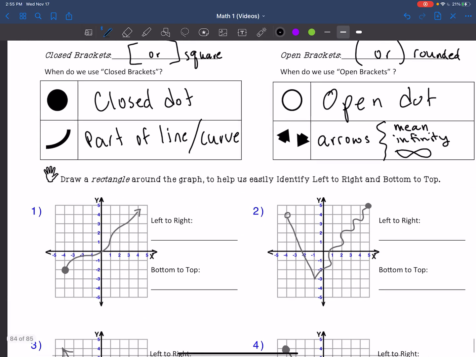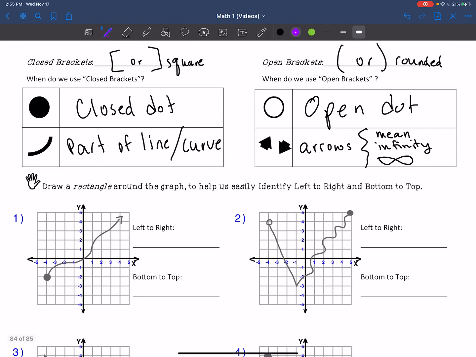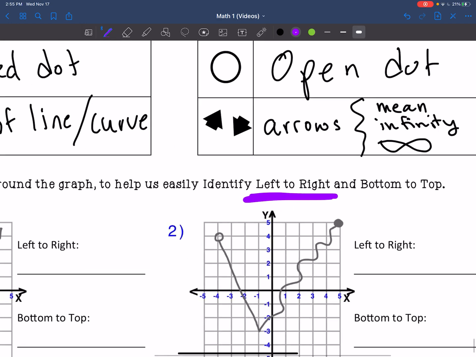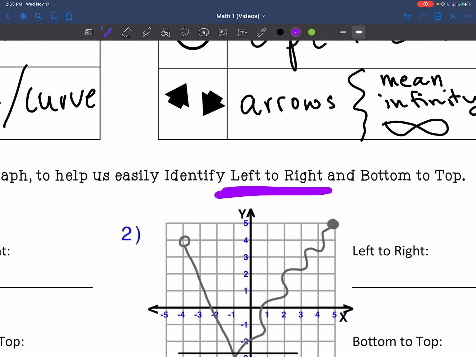So what we're gonna do is we're gonna draw a rectangle around the graph to help us easily identify left and right, top to bottom. So in the left, I'm gonna do purple. And if something's going left to right, that means we're going to be using the x-axis because the x-axis goes left to right. So we're using the x-axis numbers. For bottom to top, I'll do in green, and that means we'll be using the y-axis numbers, right? Because the y-axis goes up and down.